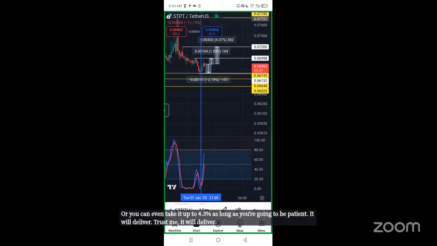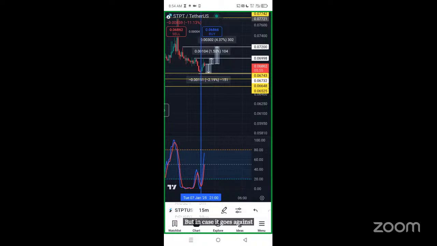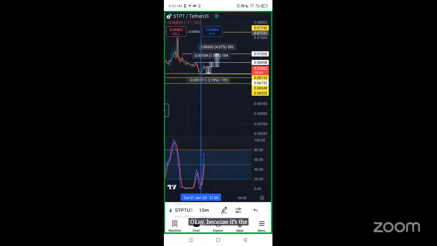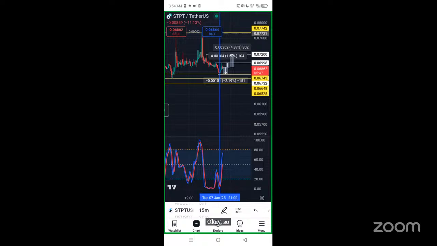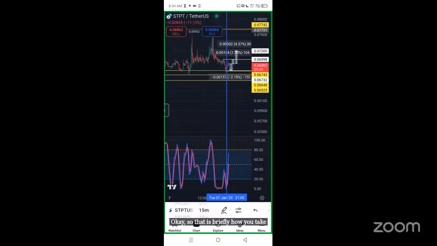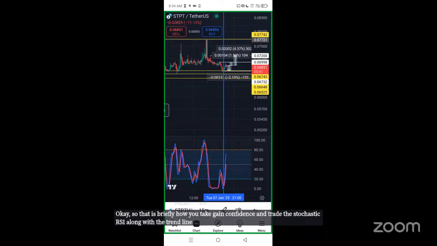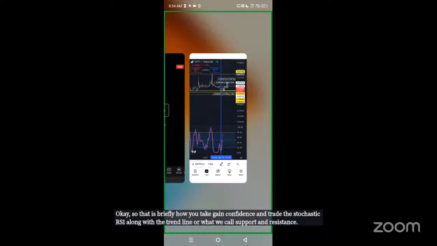But in case it goes against you, you also have those different price levels where the robot will be buying, because it's a measurement that you would have already made. So that is briefly how you gain confidence and trade the stochastic RSI along with the trend line, or what we call support and resistance. As simple. Did it make sense?